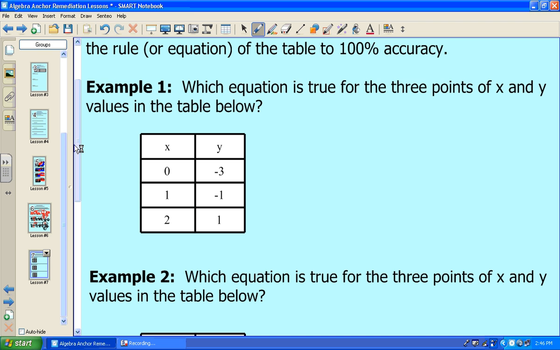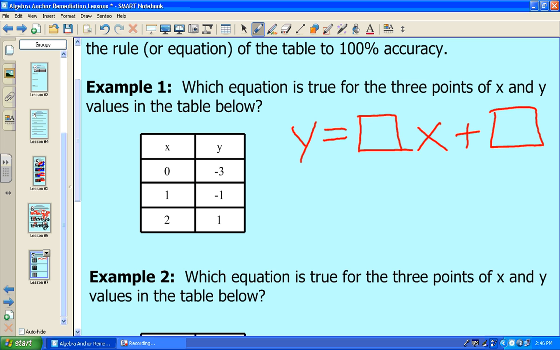Okay, so if we look at example 1, which equation is true for the 3 points of x and y values in the table below? So they want you to write an equation. Your equation is going to take on the same form as before, where it's y equals some number times x plus some number. Okay, if you remember, the number in front of x, or in the first box, always was the rate of increase.